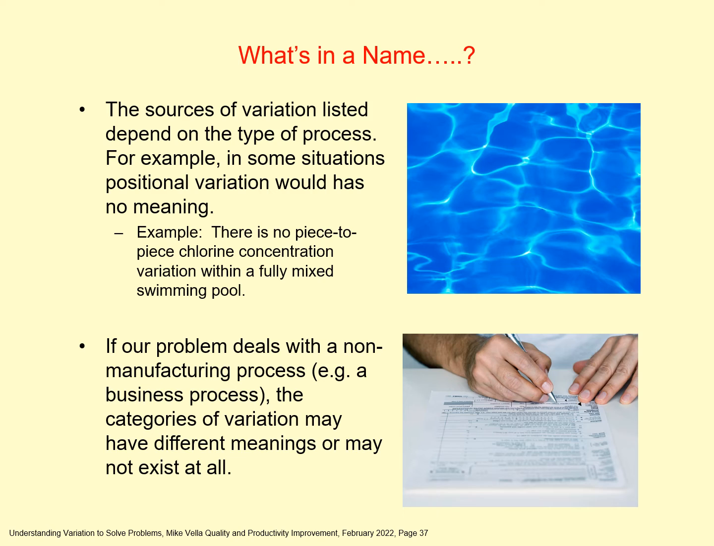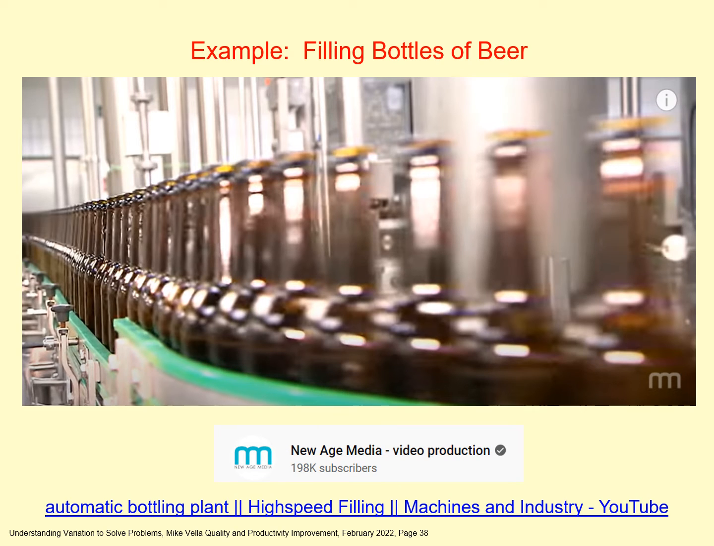If our problem deals with non-manufacturing processes, for example, a business process, the categories of variation may have different meanings or may not exist at all. So you need to think about your particular business and how the variability is expressed. So now that we've established that positional variation may not have much meaning with some processes, and it's quite limited, we want to have a couple of exercises here and examples to talk about the other part-to-part variability, batch-to-batch variability, process stream to process stream variability, and measurement error.